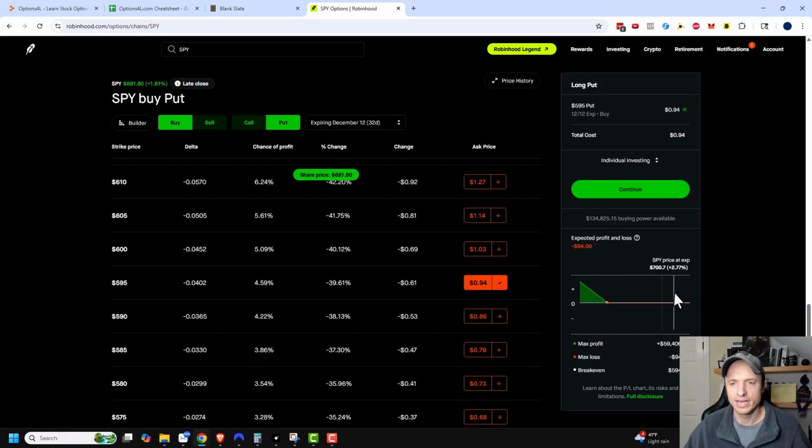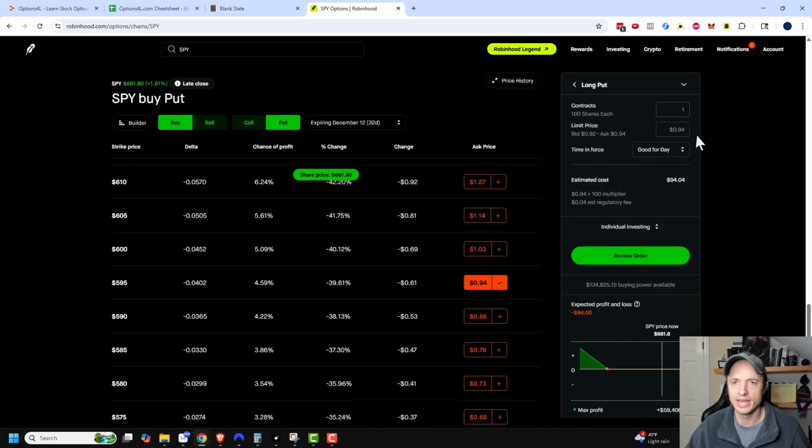But they do have this little chart right here. You can kind of see where you would lose money and where you'd go ahead and make money. And it's kind of fun to play with. But you just go ahead and click on continue, and then you could go ahead and set your limit price. So set it for what you're willing to pay. Time in force, good for a day, good till cancel. Review order, and go ahead and check out. And so that's how you would go ahead and buy a put option.